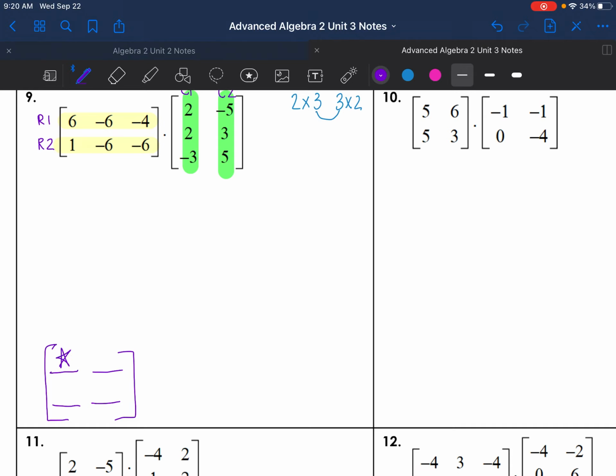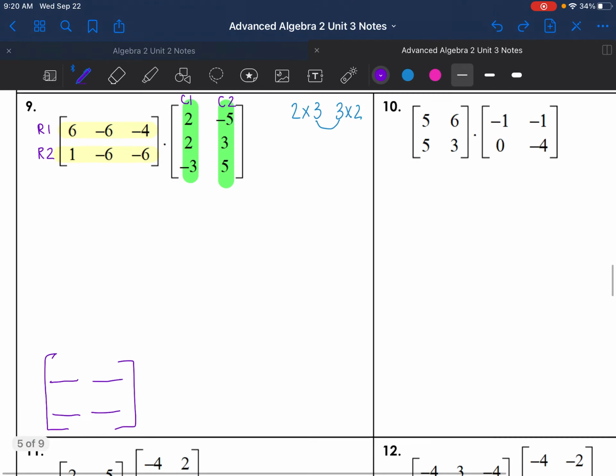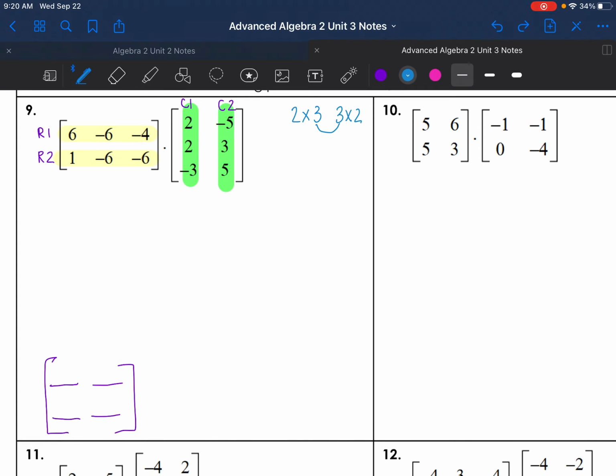This first spot that I am putting a star in right now, that is row 1, column 1. So I'm going to find the dot product between row 1 and column 1. So we would do 6 times 2 is 12. Negative 6 times 2 is negative 12. And negative 4 times negative 3 is 12. So if we add all those together, we get 12.